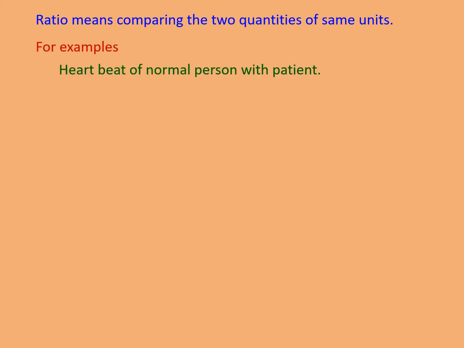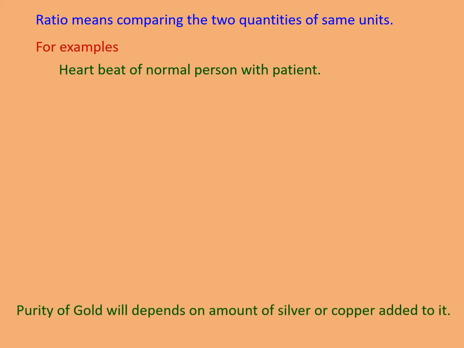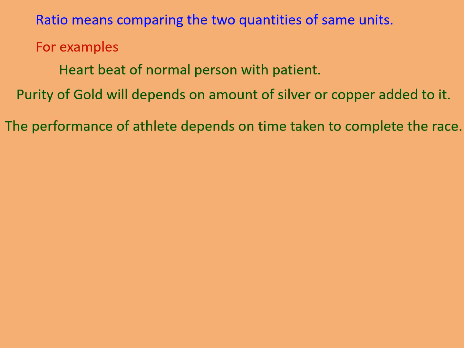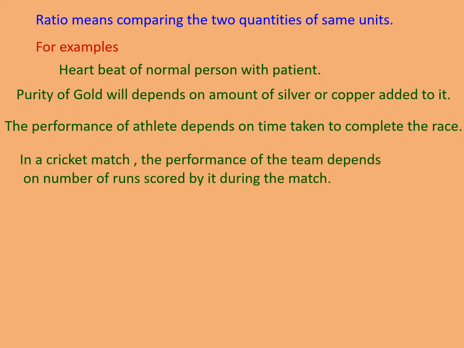For example, the heartbeat of a normal person compared with a patient. The purity of gold depends on the amount of silver or copper added to it. The performance of an athlete depends on the time taken to complete the race. In a cricket match, the performance of a team depends on the number of runs scored by it during the match.